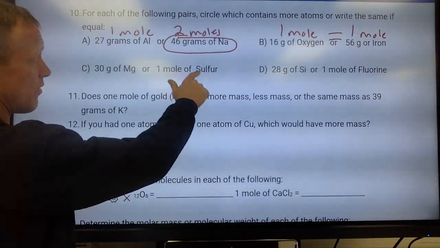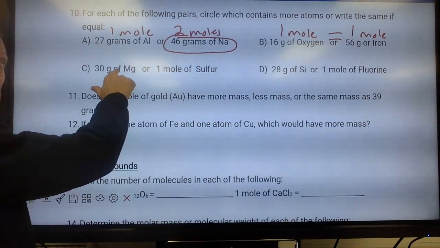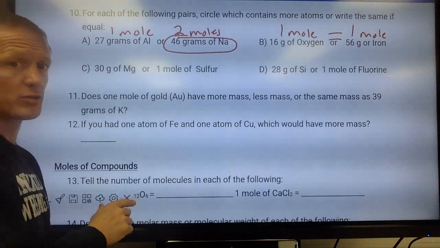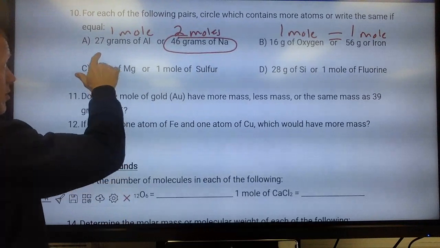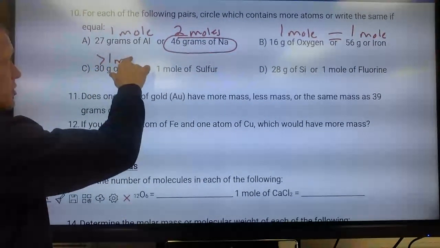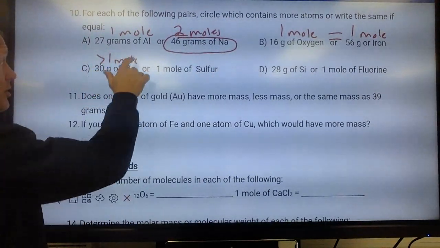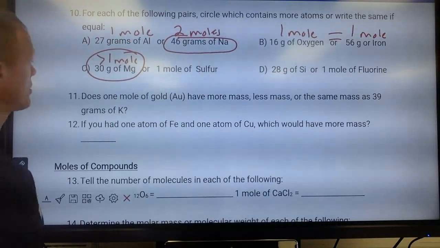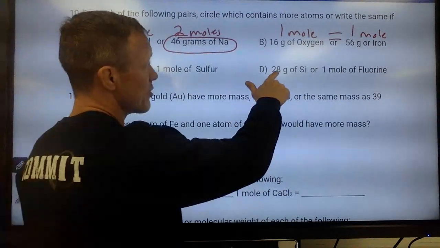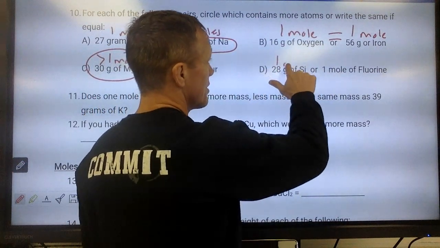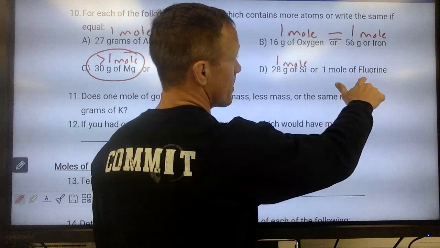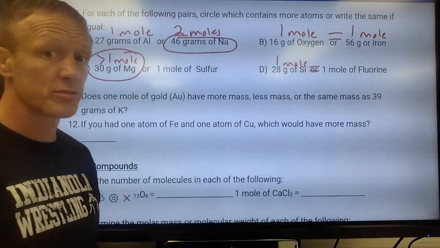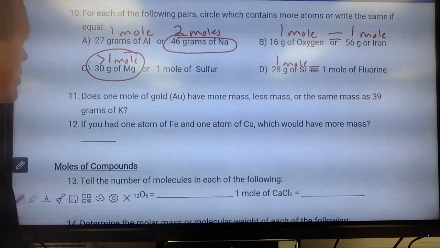Notice here we already have 1 mole of sulfur, so I need to figure out, is that less than a mole, equal to a mole, or more than a mole? Well, for magnesium, 24 grams is 1 mole. So this is a little bit greater than 1 mole. Not by much, but a little bit more than a mole. So this is more than that. And this one, 28 grams of silicon, if you look in the periodic table, is exactly 1 mole of silicon. So that's equal to 1 mole of fluorine in terms of number of atoms. Not in terms of mass, but in terms of atoms. All right.